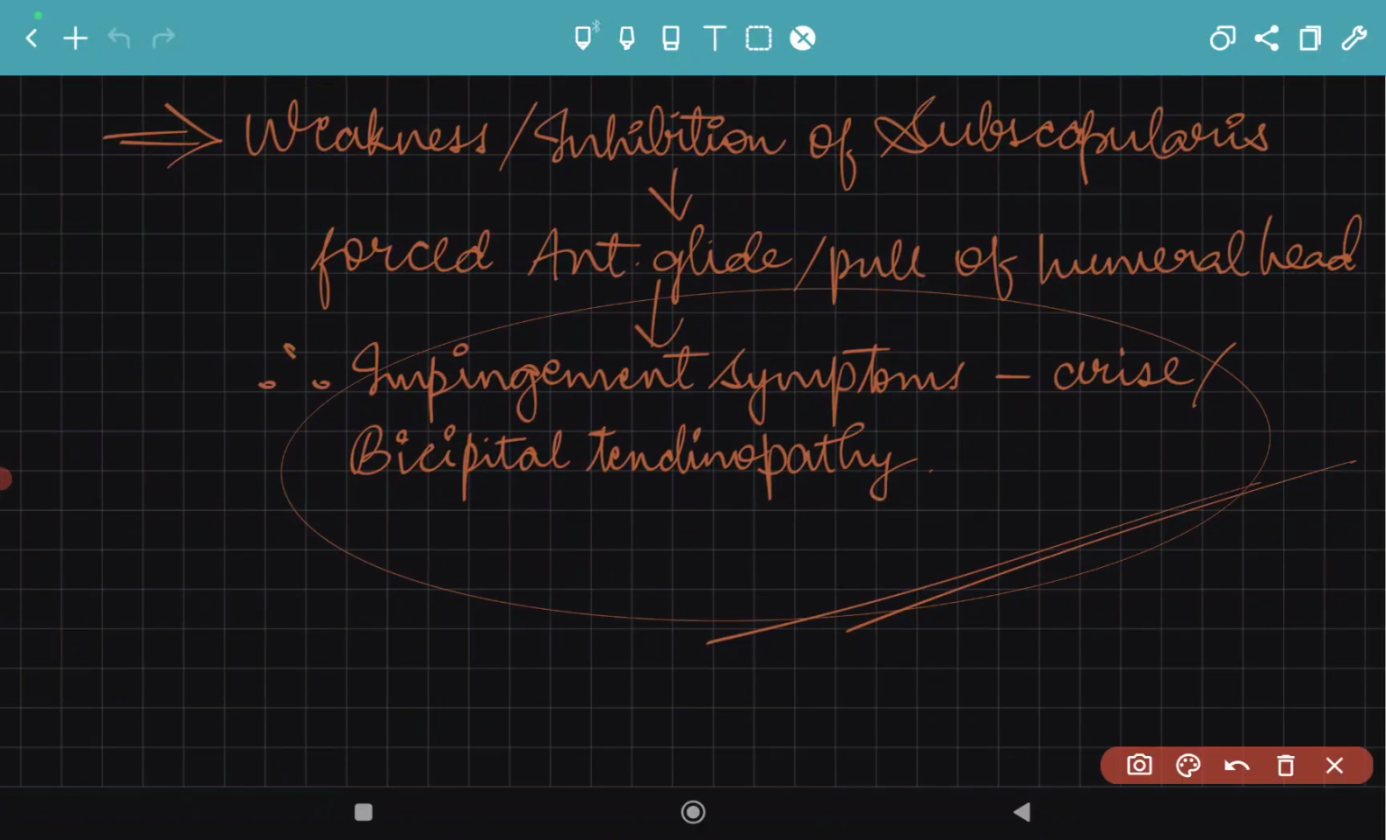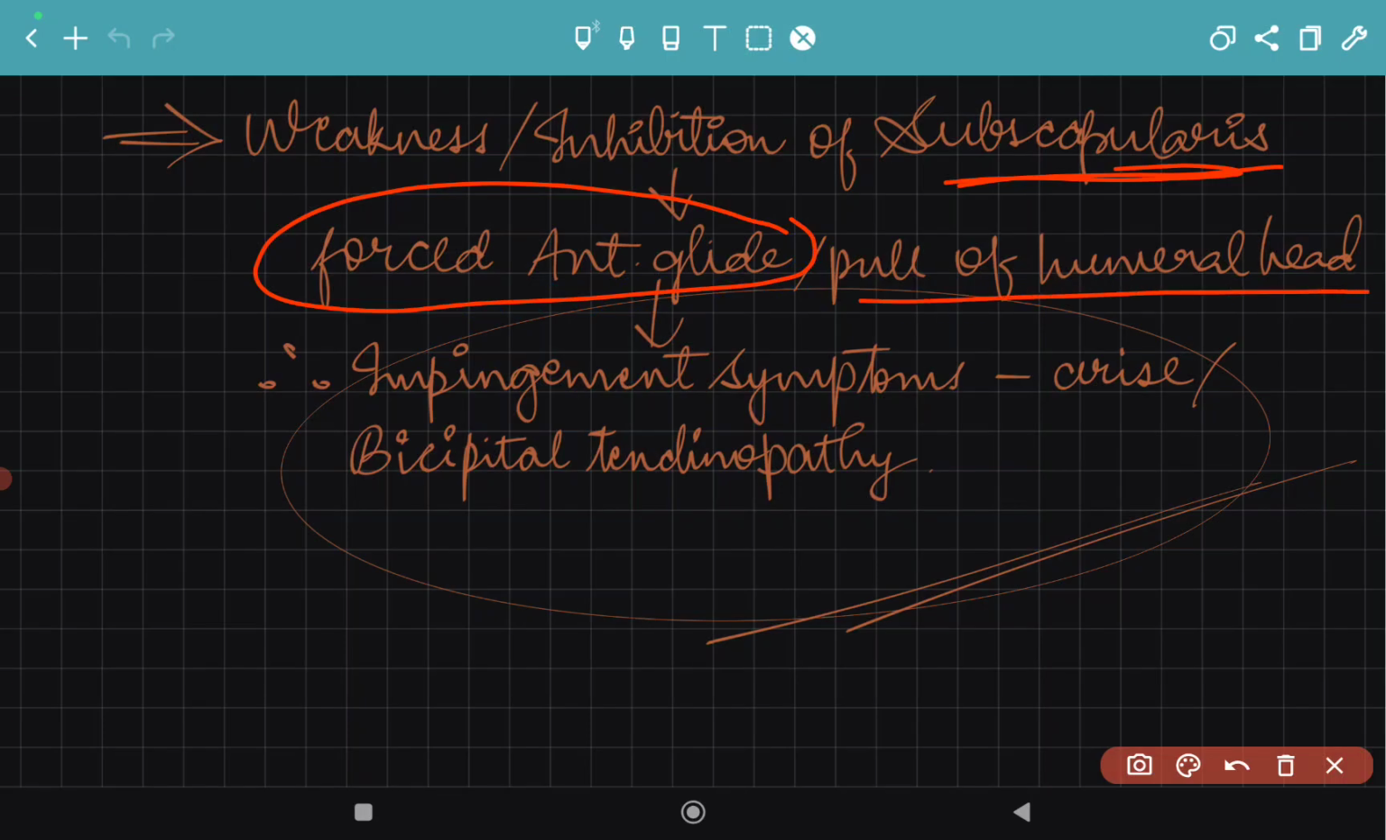Now, what will happen if there is inhibition of this subscapularis muscle? If there is some pathology, weakness, or inhibition of subscapularis, we know it normally has a posterior pull on the humeral head. So if this is absent, then there will be a forced anterior glide or anterior pull on the humeral head.